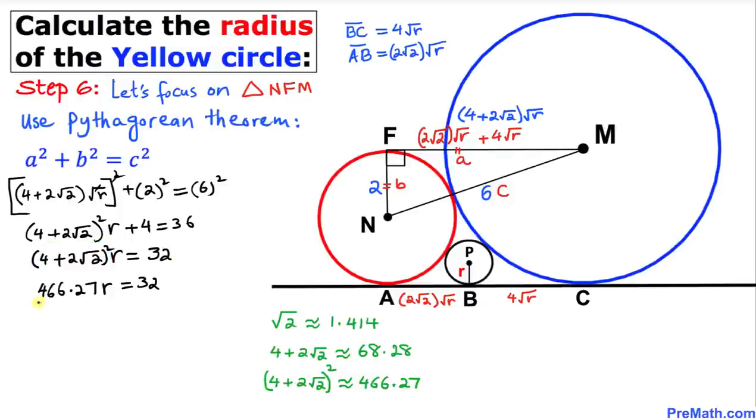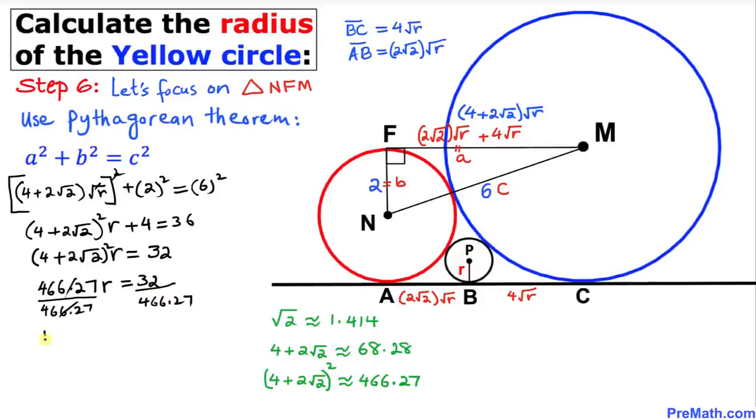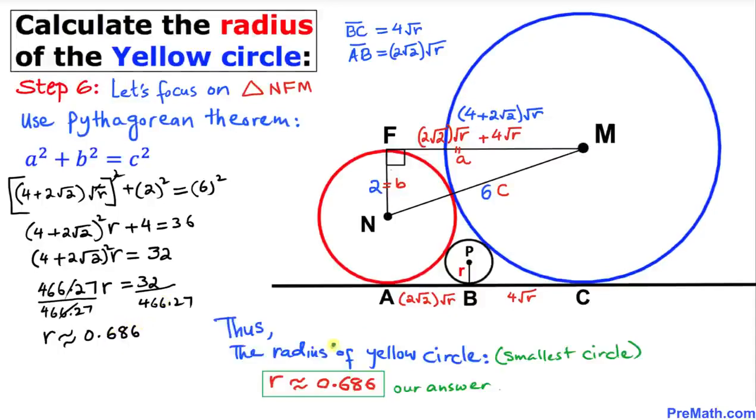Now let's divide both sides by 46.627 to isolate r. So therefore r turns out to be approximately equal to 0.686, and that is the radius of our yellow circle. That is the smallest circle, and that is our final answer.